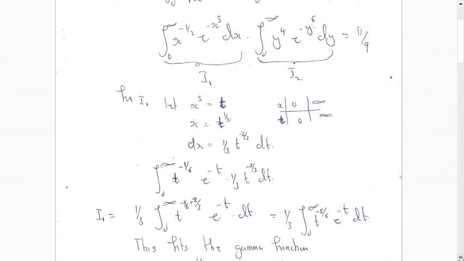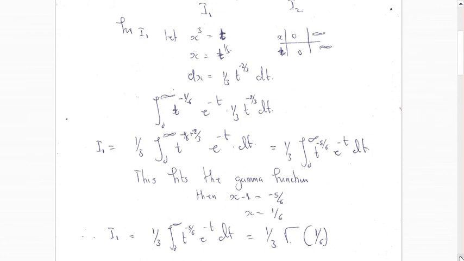So we integrate with the new variable from 0 to infinity, the variable t raised to 1 over 6, e to the negative t, times dx, and now dx is 1 over 3 t raised to negative 2 over 3 dt. Okay, so we'll do some simplification. The constant 1 over 3 will come out, and we'll remain with t raised to negative 5 over 6, e to the negative t dt. Now this one fits the definition of the gamma function.